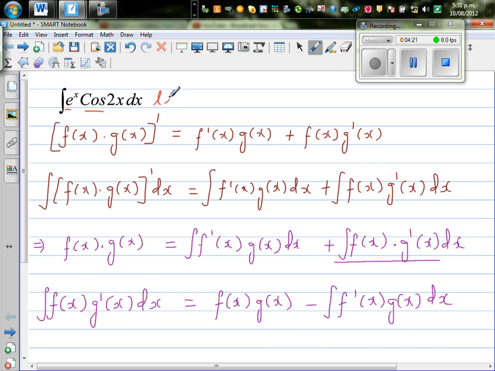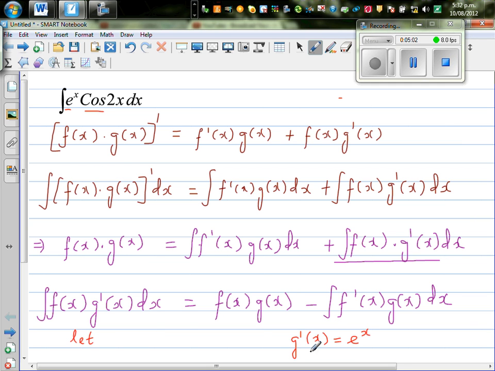Let me write it down because I need working space here. So I'm going to let the easier function to integrate, which is e to the power x, be g dash x. So that's the rule, because e to the power x integrates to e to the power x.